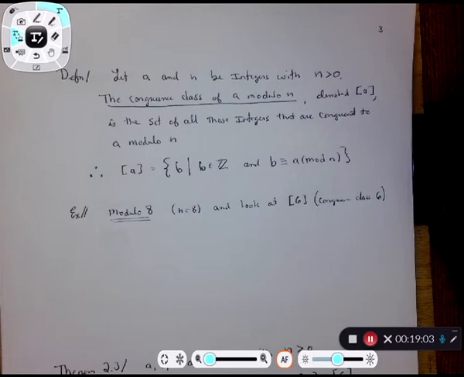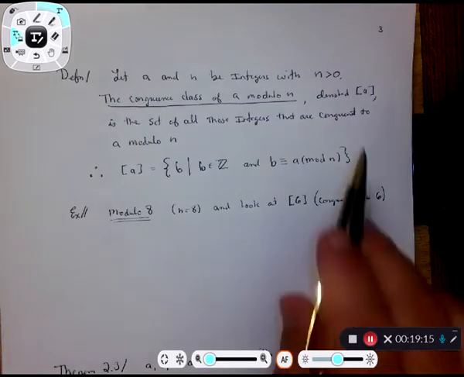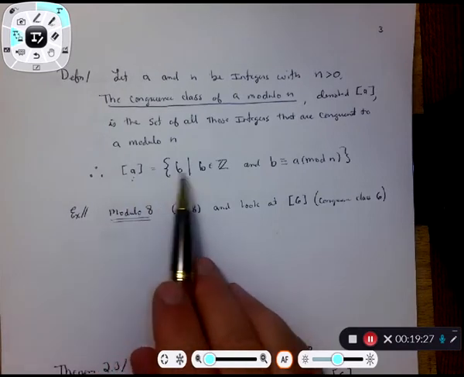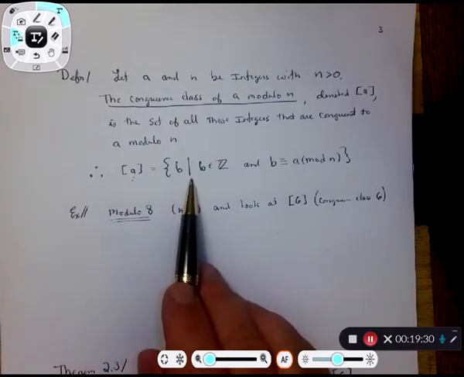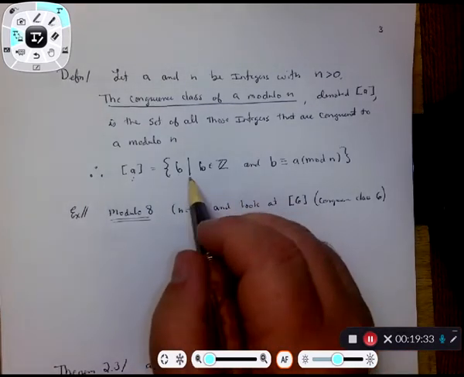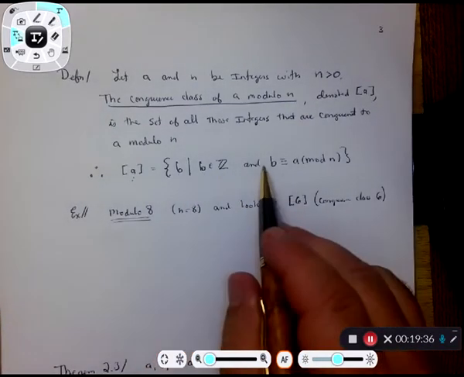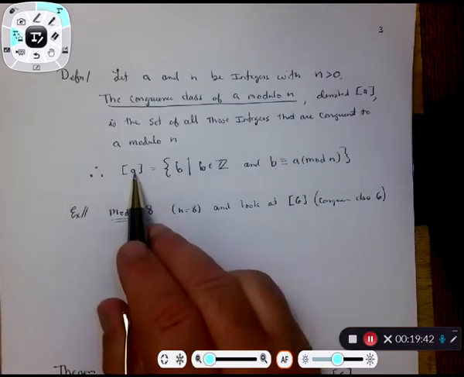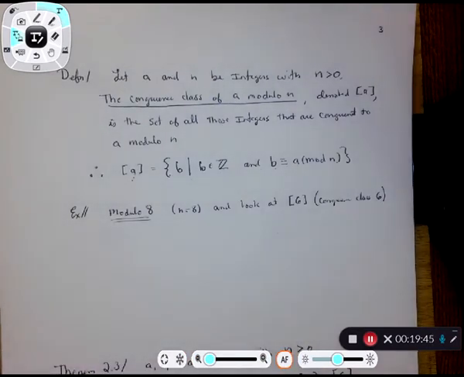Definition. Let A and N be integers with N being greater than 0. The congruence class of A mod N, denoted with the pointy bracket A around it, is the set of all integers that are congruent to A modulo N. So in symbolism, this pointy bracket of A is equal to the set of B such that B is an integer and B is congruent to A mod N. That little line means such that. That's how you read the set notation. This is all the integers that are congruent to A mod N. We denote that by the pointy bracket of A.